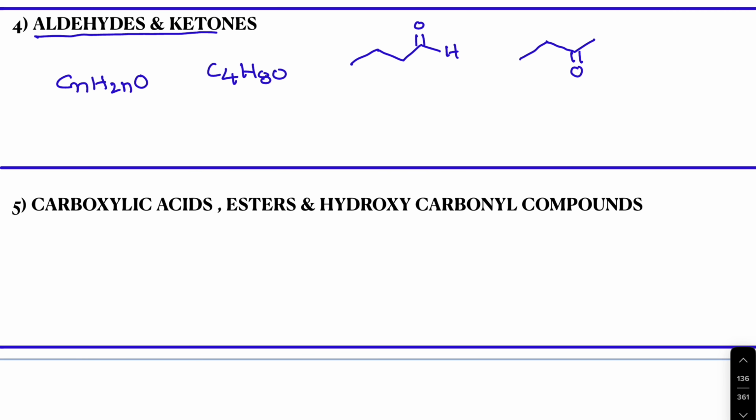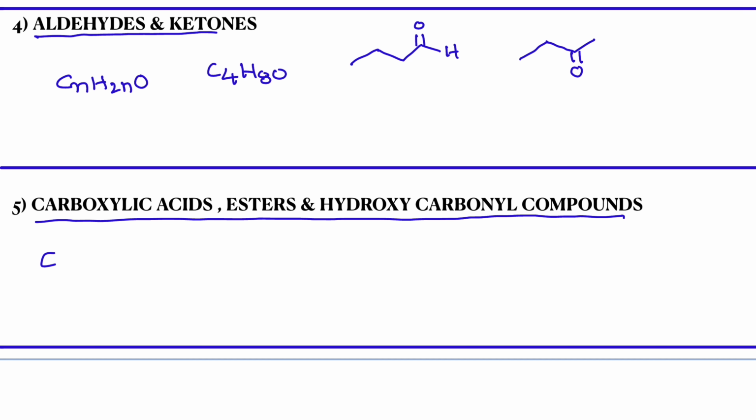And next one, carboxylic acids, esters, hydroxycarbonyl compounds. Carboxylic acid, you know, is the COOH functional group. COOH means there are two oxygens and the degree of unsaturation is 1. So the general formula of the compound is CnH2nO2.